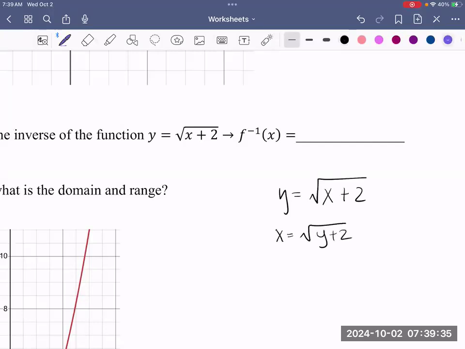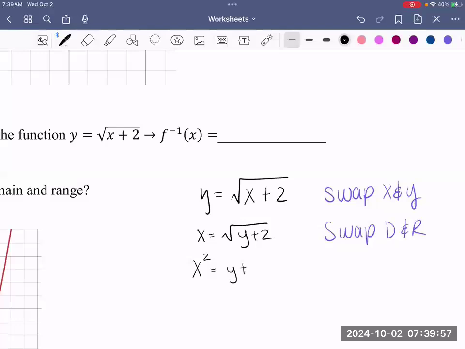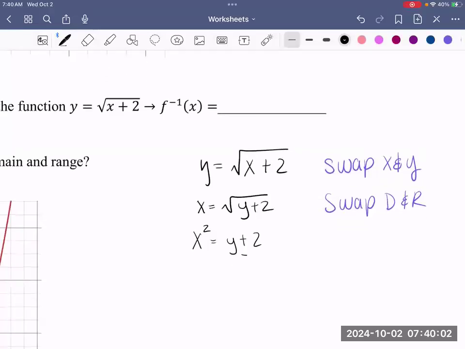In doing so, when we swap x and y, we are swapping the domain and range. Then, when we go to solve, we have the square root in the way, so we are going to square both sides. We're left with x squared is equal to y plus 2, and we subtract 2. So the inverse function here is y equals x squared minus 2.